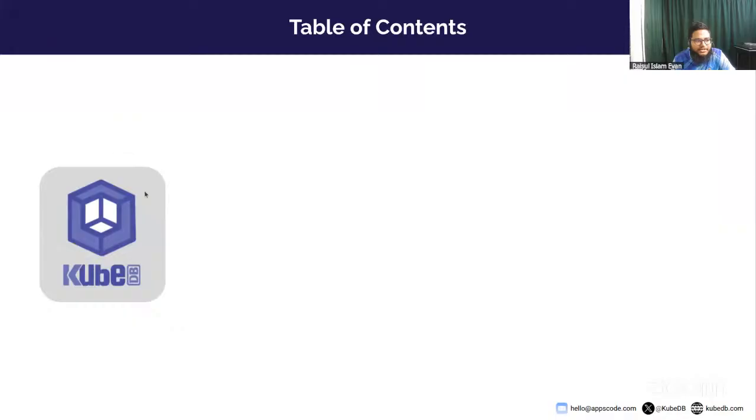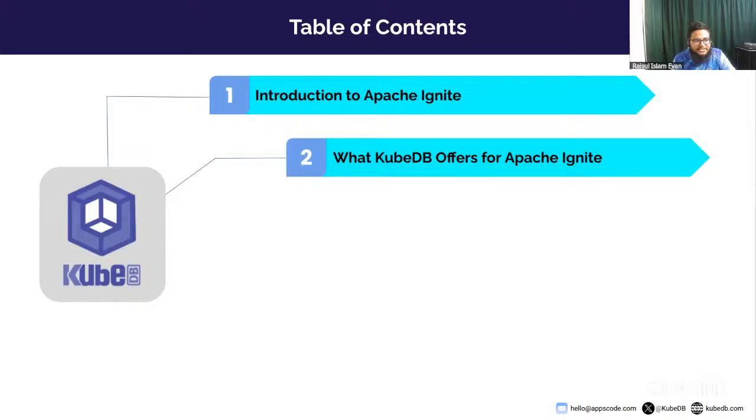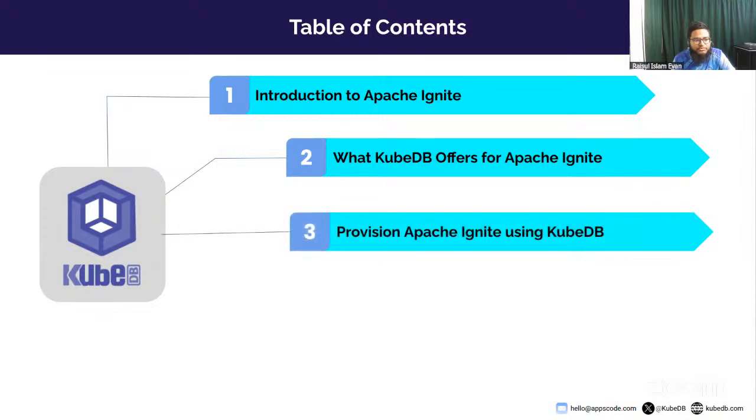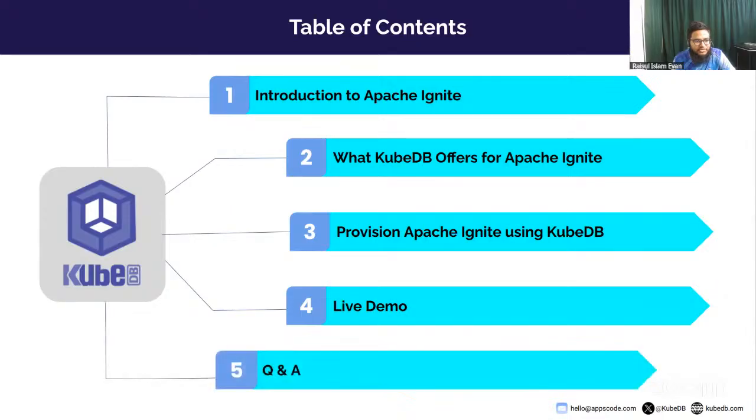Here we have our table of contents. At first, I am going to talk about Apache Ignite, like what is Apache Ignite, why people use it, and what it offers. Then I will jump into what KubeDB offers for Apache Ignite. We'll discuss why you should use KubeDB to manage Apache Ignite and what KubeDB does to your Apache Ignite database and others. Then I will discuss how to provision Apache Ignite on Kubernetes using KubeDB. After that, there is a live demo session where I am going to demonstrate how to provision and manage Apache Ignite on Kubernetes using our KubeDB support. And finally, we have a QA session where you can ask me any question regarding this whole stuff.